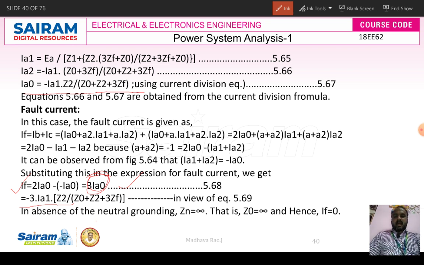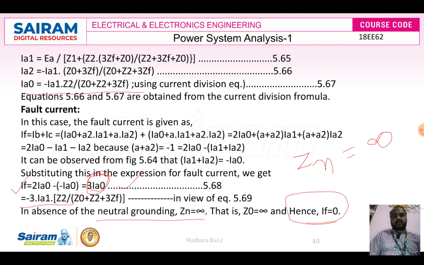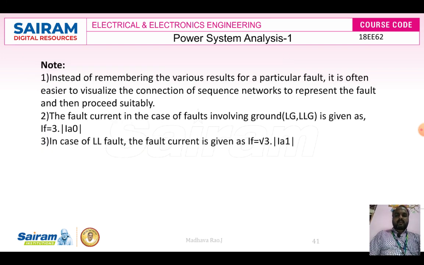Since the neutral is not grounded, the neutral grounding impedance is infinite, and anything divided by infinity is equal to 0. So the fault current will be equal to 0. There is no fault current in this case.